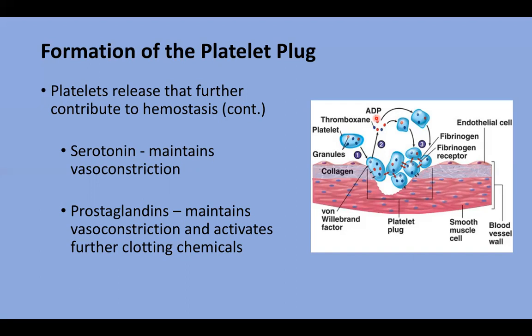But just like our epinephrine and norepinephrine that acted as a neurotransmitter but also as a hormone, serotonin can act as a neurotransmitter and also as a chemical signal. And in this case, the serotonin is going to help maintain the vasoconstriction of the vessel. Also, we have chemicals called prostaglandins. Prostaglandins are also going to maintain vasoconstriction and also activate further clotting chemicals. And we'll talk about the clotting chemicals when we talk about the coagulation.